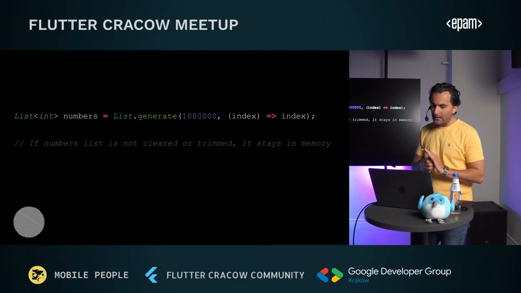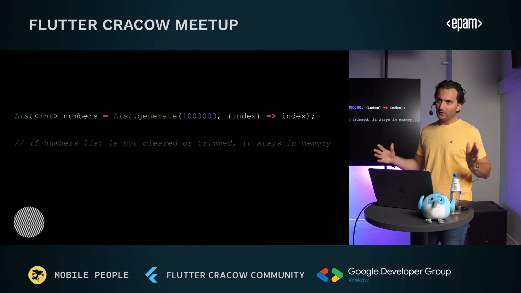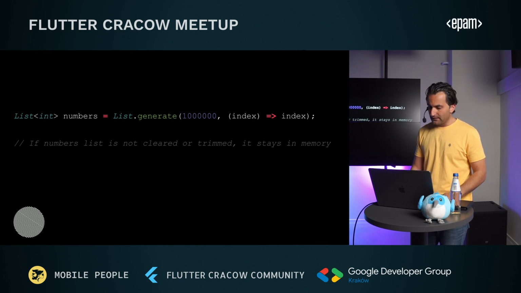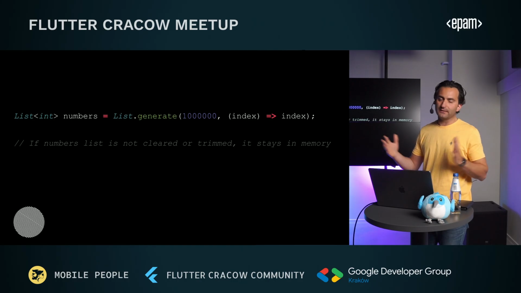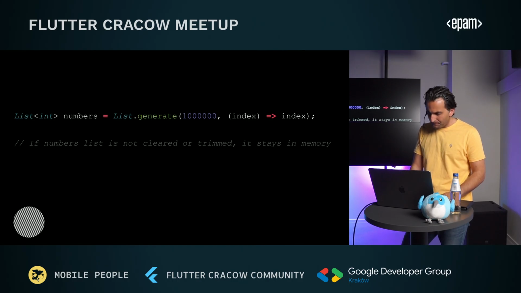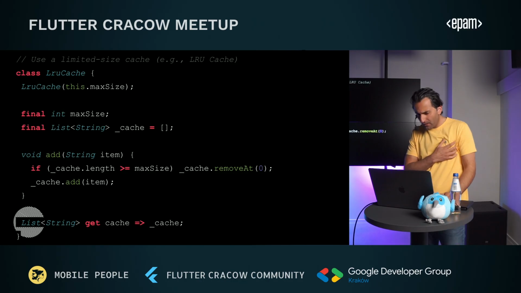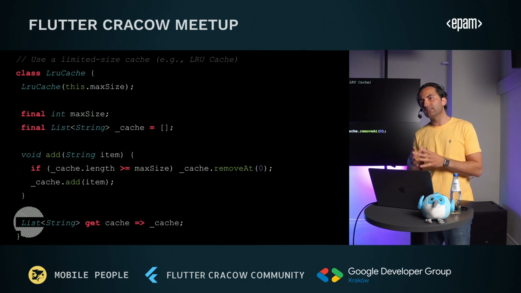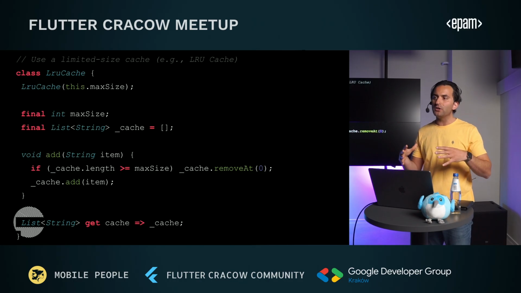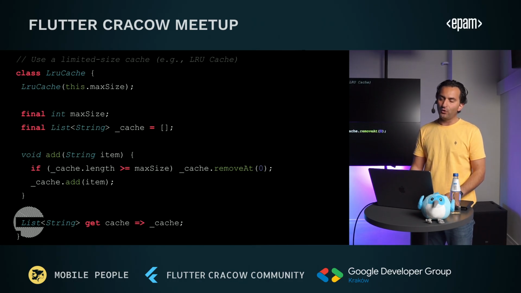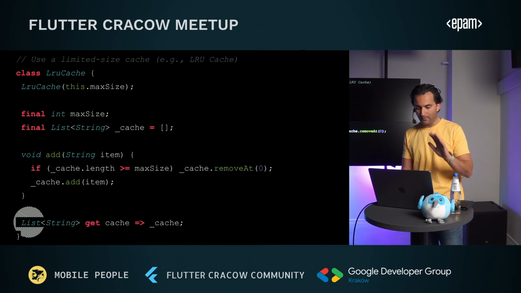Another case is when you suddenly generate a big list of objects, or a list of numbers in this case. These are holding the memory, and if you don't clean them up, they will stay there. One solution could be to create a limited size class that handles the type of cache mechanism you might have in your application, where you define a limit for your objects. You can also remove entries whenever necessary by just calling a method.